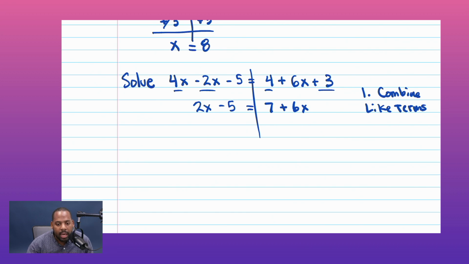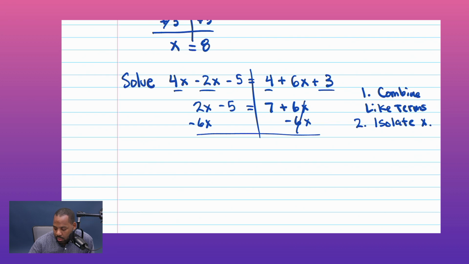All right. My second step would be to isolate my variable x. So let's isolate x. And so I like my variable on the left side of my equation. So I'm going to leave my 2x alone, and I'm going to move my 6x. It says plus 6x. I'm going to do the additive inverse by subtracting 6x on both sides. So those subtract out. 2x minus 6x is negative 4x. I'm going to bring down that minus 5. It's now equal to 7.